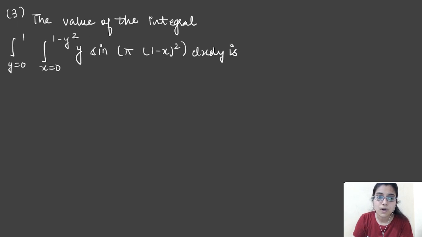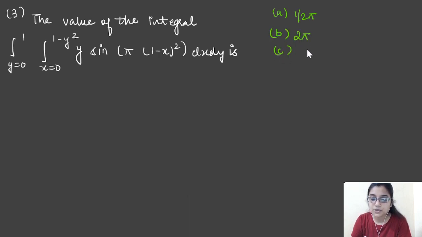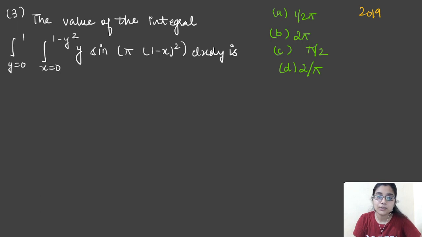Okay, so I am writing your options here. Option A is 1 by 2 pi, then you have 2 pi, option C is pi by 2, and option D is 2 by pi. This question is from the question paper of 2019 and obviously 1 mark. Okay, so let's go through this question.